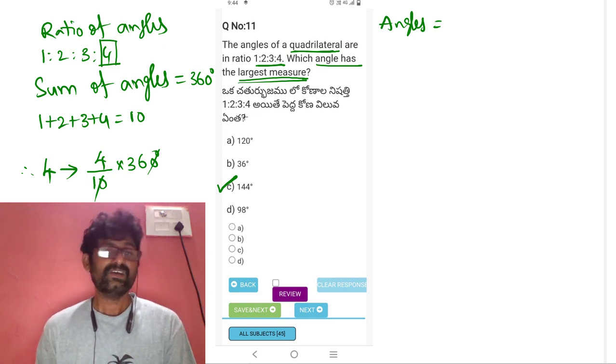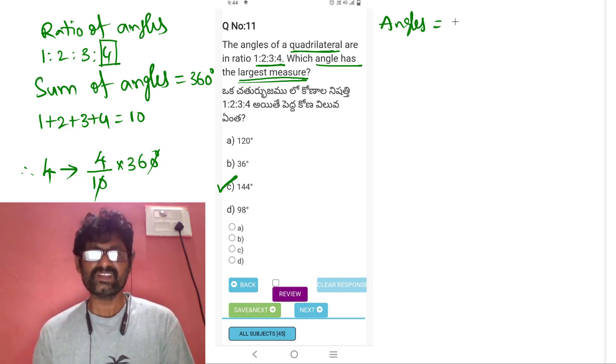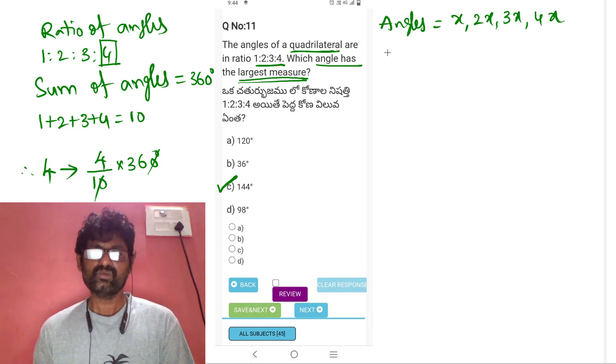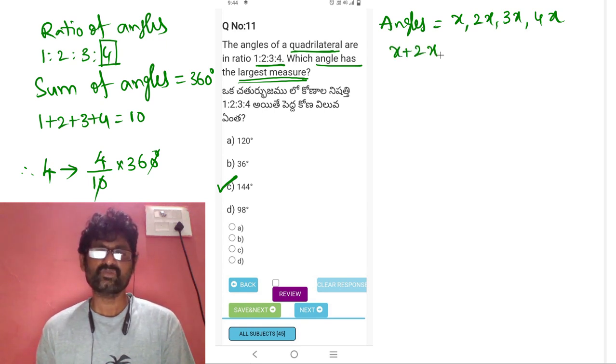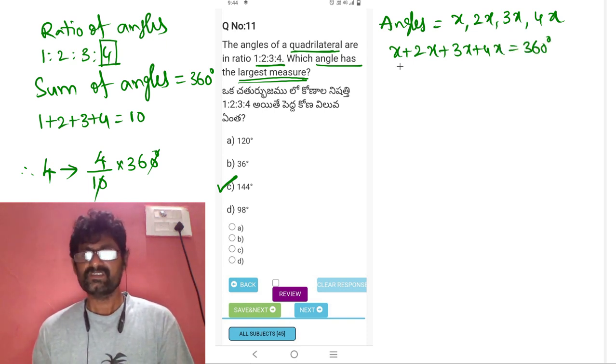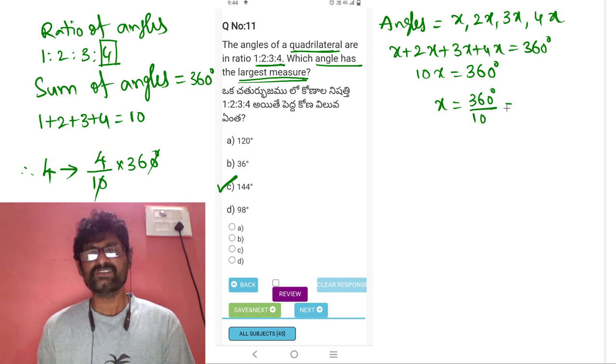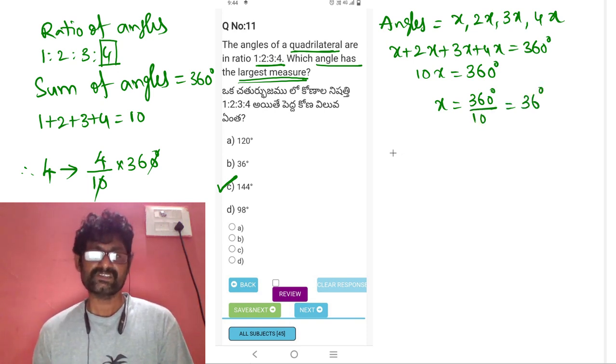1:2:3:4 is the ratio of the angles. So we can take the angles as 1x, 2x, 3x and 4x. Now the sum of the angles, x plus 2x plus 3x plus 4x, will be equal to how much? 360 degrees. This will be 10x equal to 360 degrees. So x equals 360 degrees by 10, which is equal to 36 degrees.